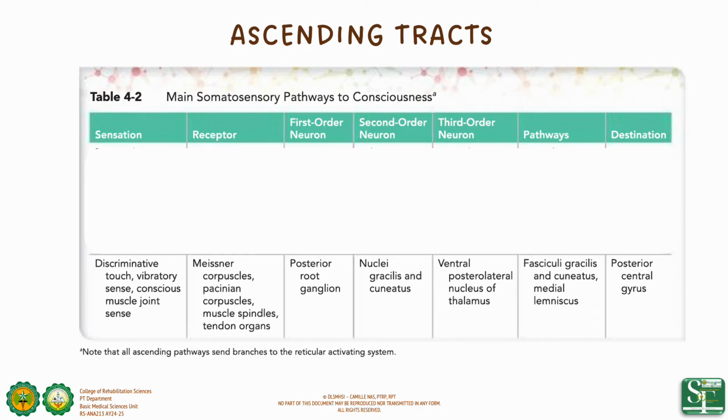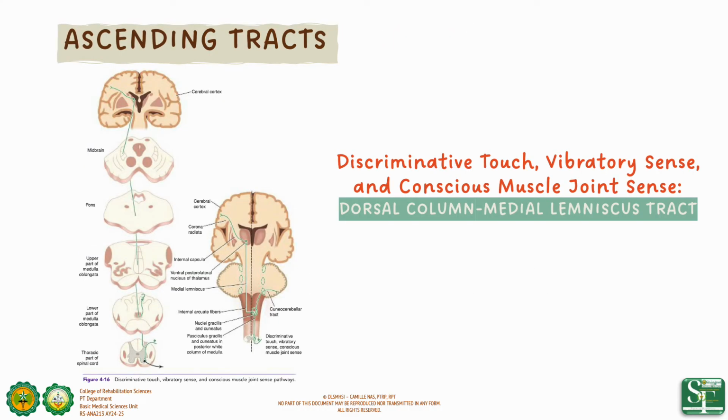Ayan, let's move on to the next tract. Okay, discriminative touch, meaning mas refined yung touch na nararamdaman compared sa light touch or crude touch kasi hindi mo masyado ma-appreciate yung touch, no? May naramdaman ka lang. But discriminative touch, pag tinanong sa'yo kung gaano ka liit or nipis or anong texture yung naramdaman mo, pasok yan dito kay DCML tract. Kay discriminative touch rather. Okay? So, may difference tayo dito, no, pagdating kay second order neuron.